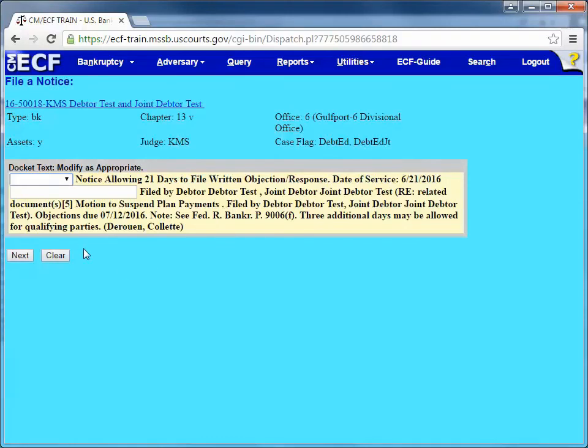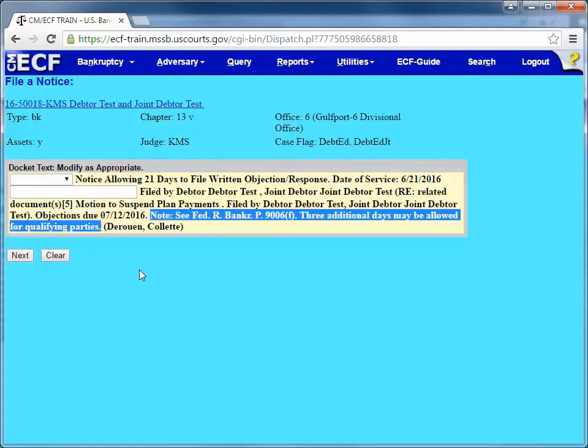Again, I review the docket text, verifying the date of service entered is correct. I related the notice to the correct motion, and the objection deadline appears in the docket text. Because the notice provided an objection period, a comment referencing Bankruptcy Rule 9006F is included in the docket text. Some parties may qualify for an additional 3 days to file objections. For those parties, the deadline would be extended 3 days after the deadline displayed in the docket text.